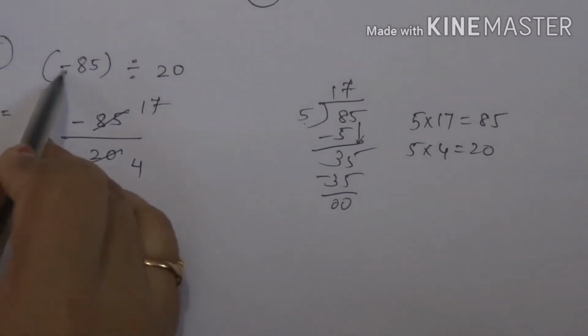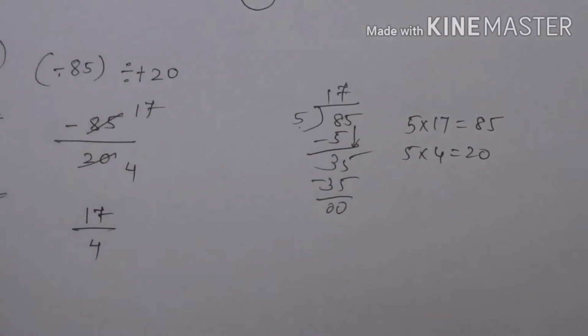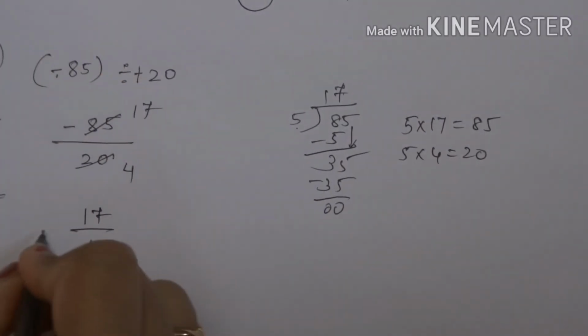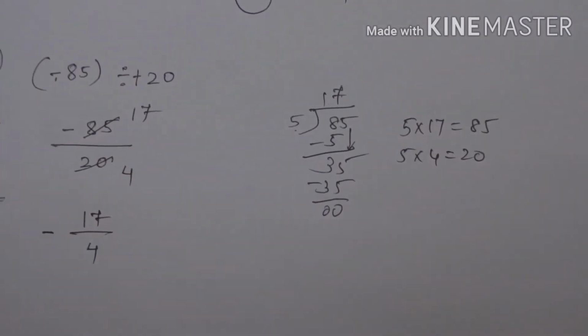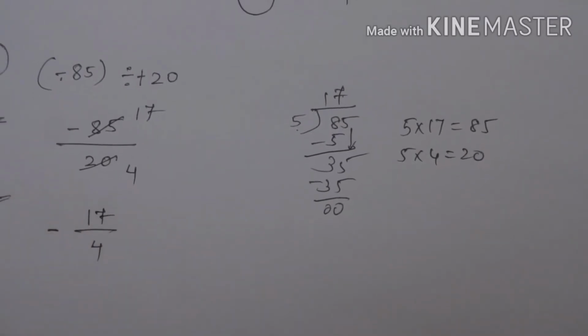See the sign. Here it is minus, and for 20 no sign means it is plus. Minus plus is minus, so put the sign minus at the side. So the answer is minus 17 upon 4.